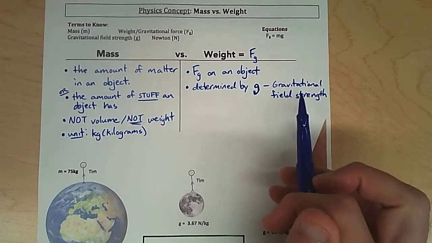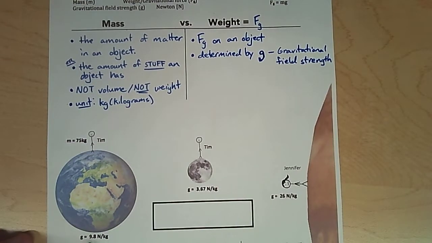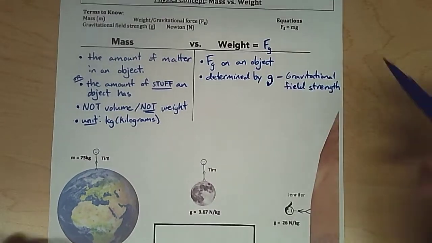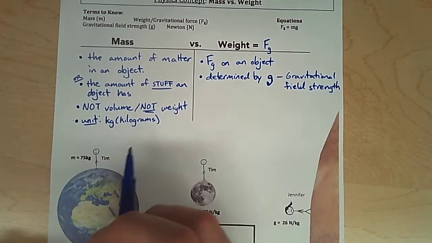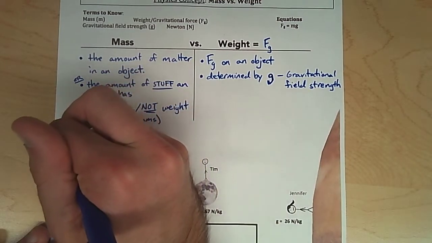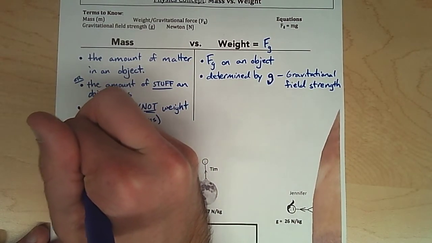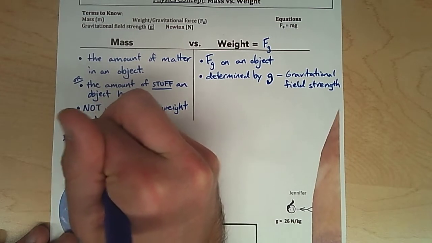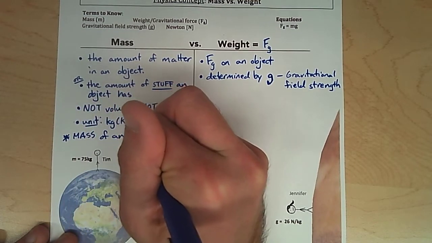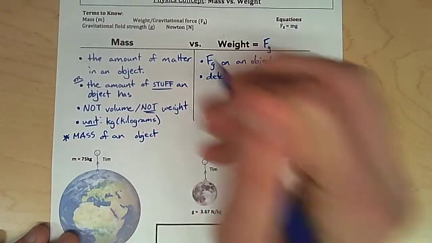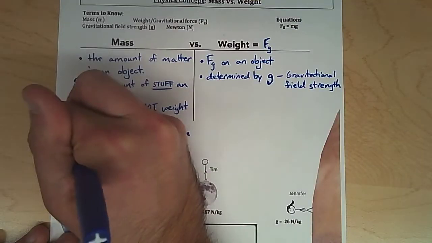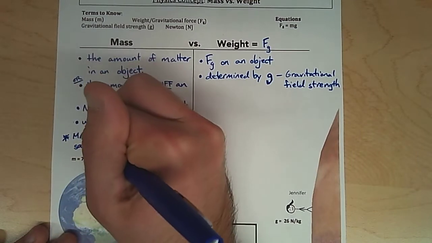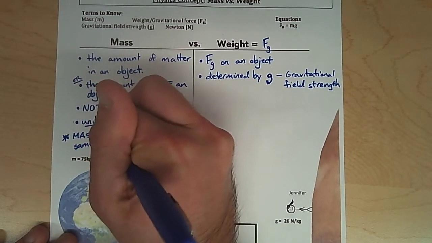And so it differs whether you're on the Earth, where g is this, whether you're on the moon, or whether you're on Jupiter. That brings up a few important points: if we're talking about mass, the mass of an object is the same regardless of location.